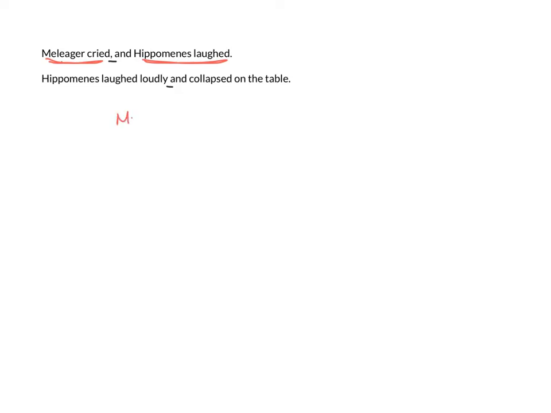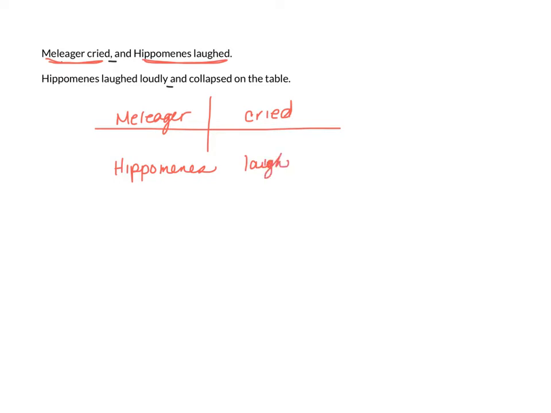So I have Meleager cried. Separate your subject from your verb on a main idea line. Simple as pie. Now, Hippomenes, I always spell this wrong. There we go. Hippomenes laughed. Okay, main idea line, separate your subject from your verb. But if you notice, you're missing a word here, and that is and. Well, comma and, but punctuation doesn't get put onto diagrams.